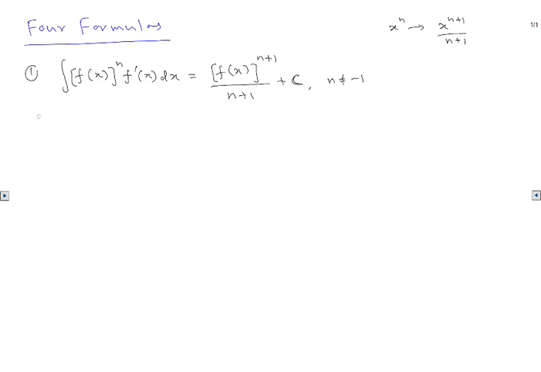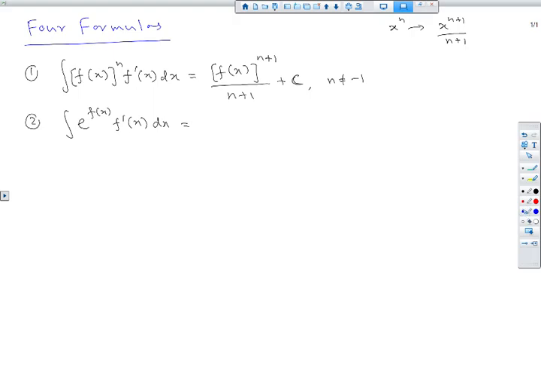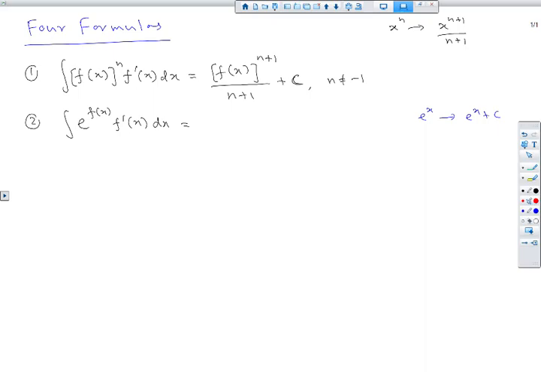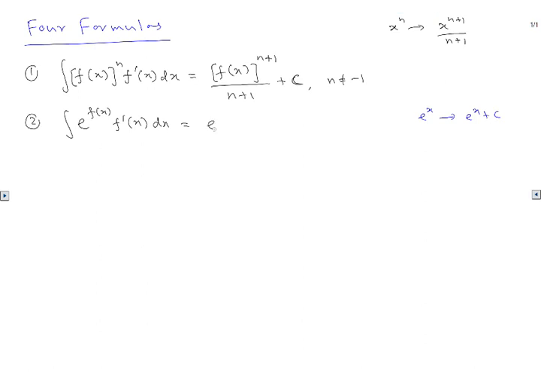Formula number 2. You can have a similar result. What if you have e to the f(x) times f prime of x dx? Let's think of the corresponding formula for the exponential function. We know that the integral of e to the x is simply e to the x plus c. The same idea: if you see a function along with its derivative, you can simply treat f(x) as x. So you will get e to the f(x) plus c. That's the second formula.